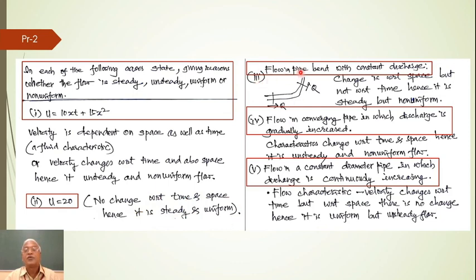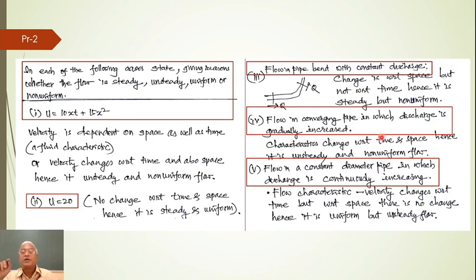The third case, flow in a bent pipe with constant discharge. Bent pipe, constant discharge, and we shall assume a uniform pipe. Because of that the velocity direction is changing. Which means velocity direction is changing, magnitude is not changing. So the change is with respect to space, but not with respect to time, hence it is steady but non-uniform.